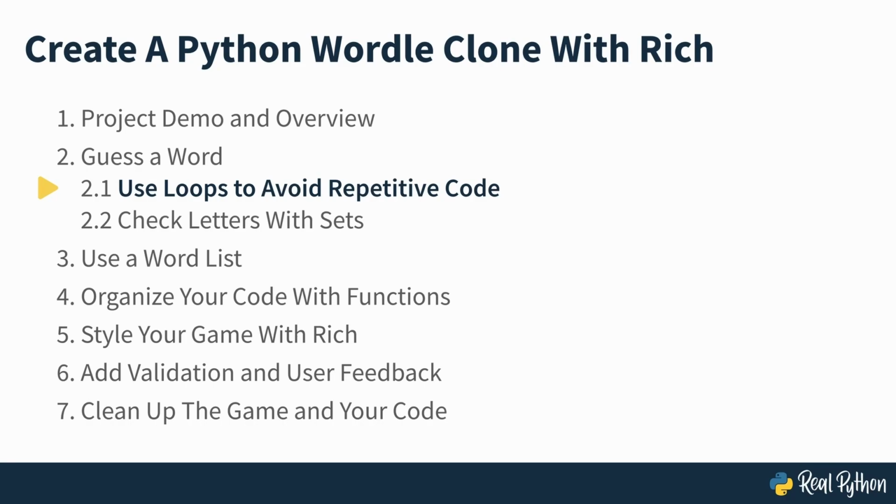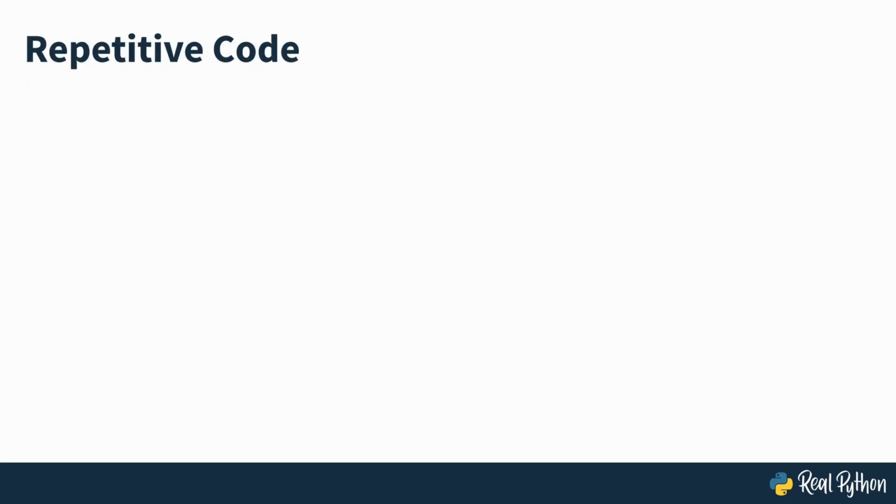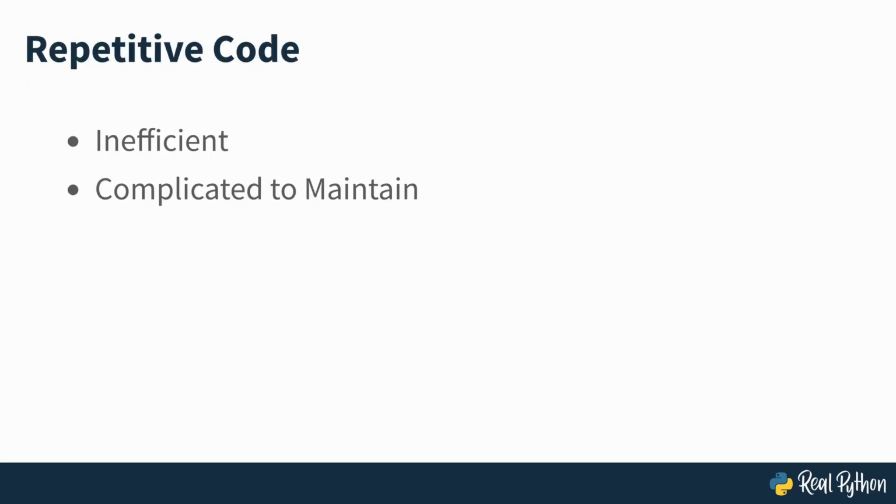Use loops to avoid repetitive code. When playing Wordle, you get up to 6 chances to guess the correct word. One way to achieve the same in your game would be to copy the code that you've already written and repeat it 6 times. But that's a bad idea for several reasons. Most importantly, it would be inefficient and complicated to maintain. Instead, you'll use loops to achieve the repeating behavior.